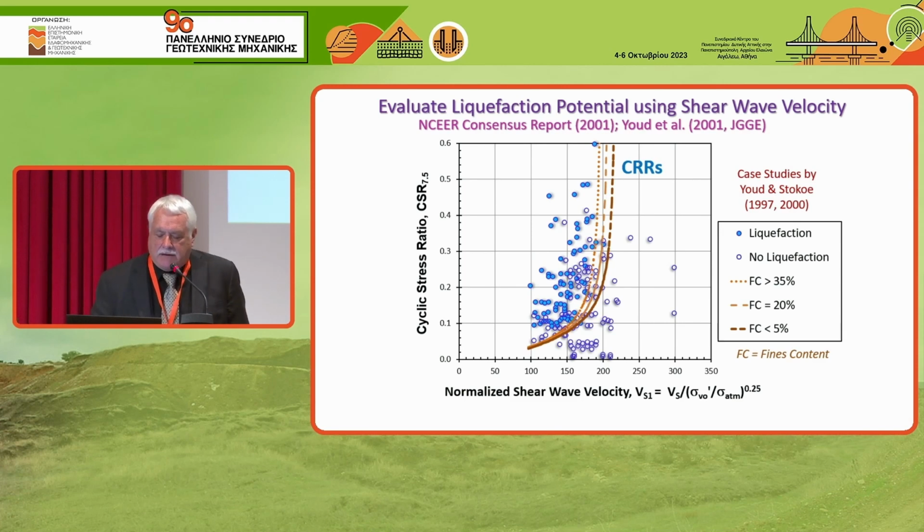And then on the bottom here, we have normalized shear wave velocity called VS1, which is VS over the square root of the effective vertical stress in bars, although there are other ways of normalizing that. I don't have time to cover that today, but there's the CRRs for different fines content of soil. You see there's not a huge effect, but this is the original Andrus and Stokoe relationship that's published by Leslie Youd et al. in the Journal of Geotechnical and Geoenvironmental Engineering.